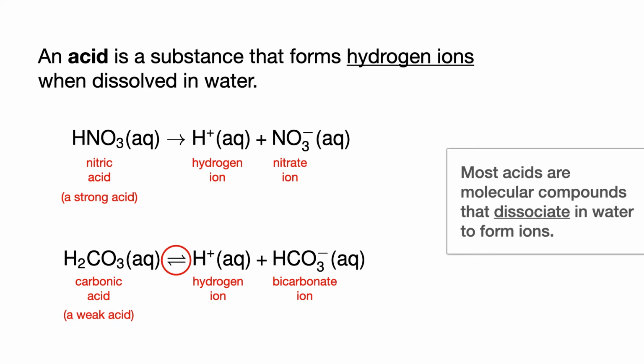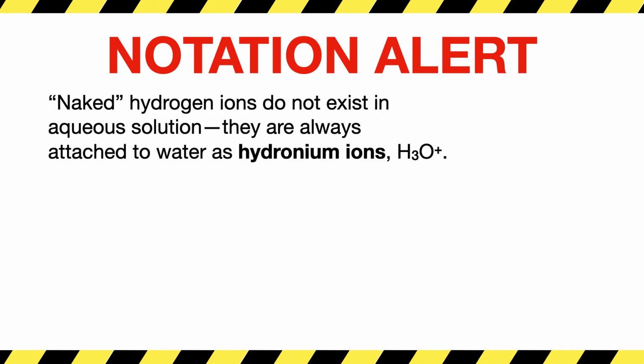Okay, now before I continue, I want to say a little bit about notation, about how we describe the chemical species involved in acid-base reactions. And this concerns the hydrogen ion. Naked hydrogen ions don't exist in aqueous solution. Anytime you've got hydrogen ions being formed, they're always stuck to something. When you're talking about aqueous solution, the hydrogen ions are stuck to water.